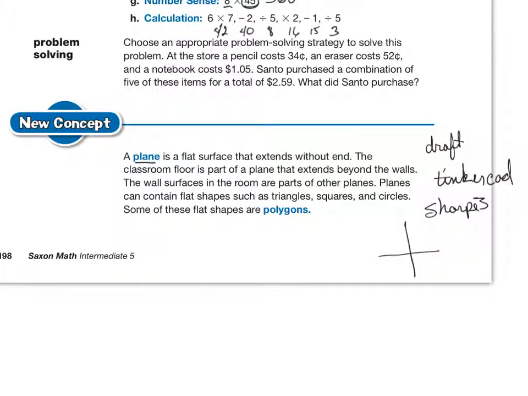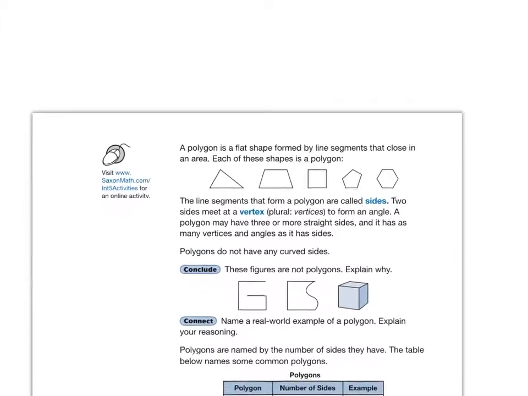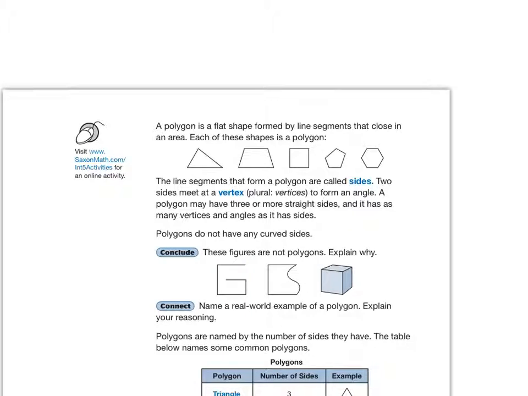All right, and then we have planes, flat shapes such as triangles, squares, and circles. Some of these flat shapes are polygons. A polygon is any shape that has straight lines and angles to it, I believe. There it is. Line segments that close in an area. So you notice each one of these is a polygon. A triangle is a polygon, this is a polygon, etc. They just have different numbers of sides.